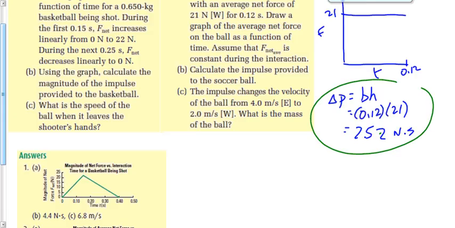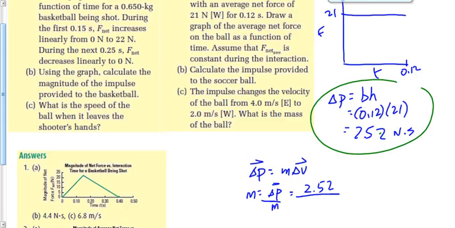We want to find the mass of the ball. We haven't had to do that before. Well, what's the other thing we can do? M times delta V. It's the only other choice we have, really. Solve for mass. Delta P we already have. It's 2.52. And the mass here.